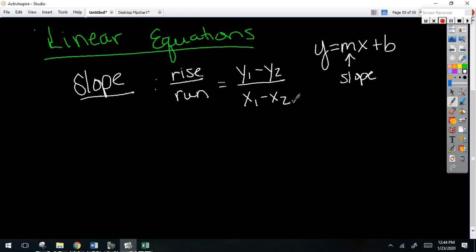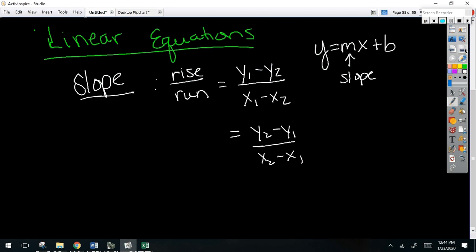Now if you do y2 minus y1, these are the same thing. You can do either one, as long as whichever one you start with on the top, you start with on the bottom. Okay? So every formula that you use to write the equation of a line, you always, always, always have to have the slope. So let's practice finding the slope between 2 points.